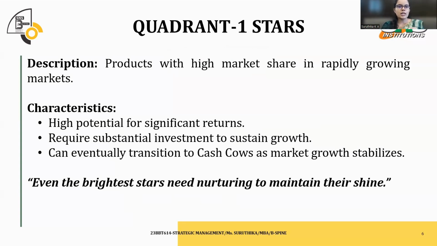So the first quadrant are stars. Stars are those products that have a higher market share plus have a higher growth rate. So they're growing in the market at a faster rate and have a good market share. So these are those products which will give us significant returns. They have a higher potential for significant returns. However, these products will definitely require substantial investments because they are on the rise in the market. So you need to invest more on these markets in order that the growth is sustained. Also, these products will eventually become cash cows.